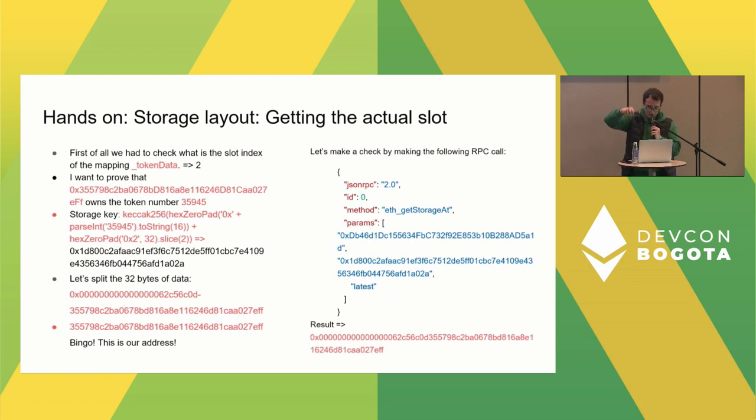So we concatenate the key in the mapping, which is 3594 because this is the token ID. As you know, we have a mapping from token ID to token data. Token data contains the owner. So we concatenate this with the storage index and hash it all together. This is the storage key that we have. If you're interested in how to deal with more complex mappings and layouts, check the Solidity documentation. It's explained pretty well. So now, to make sure we got the proper storage key, let's just check it.